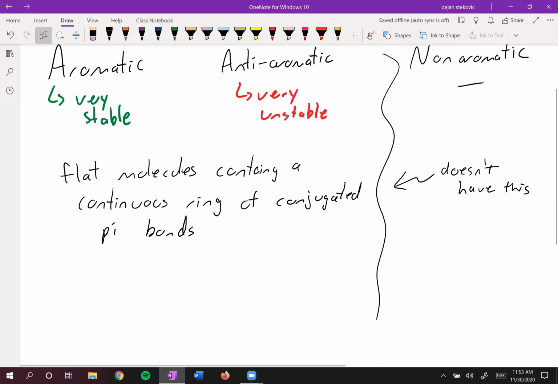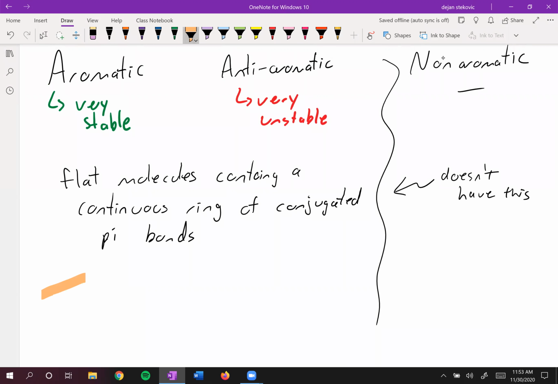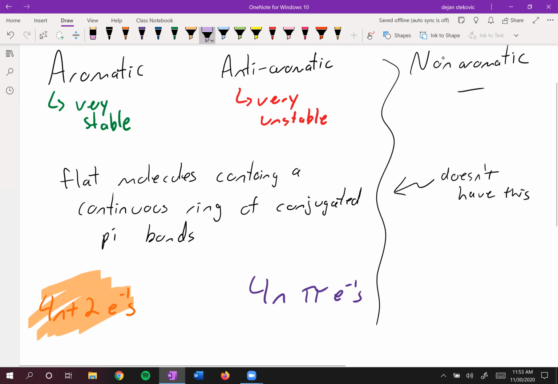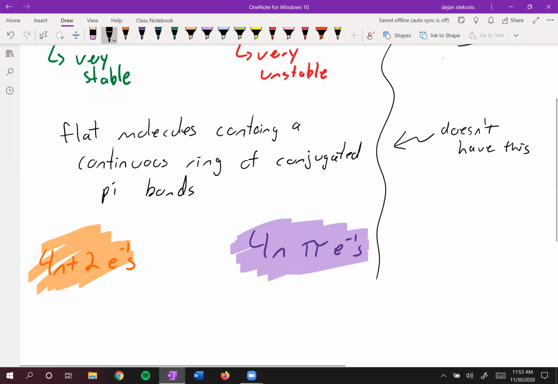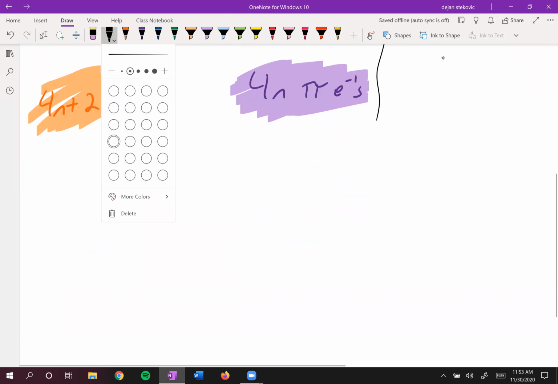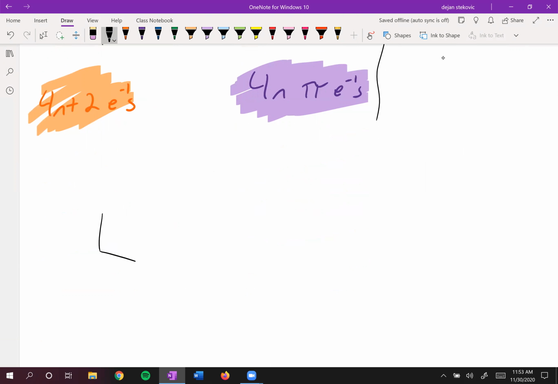The difference between aromatic and anti-aromatic is the number of electrons. So for example, the aromatic compounds will always have 4n plus 2 pi electrons, whereas the anti-aromatic will have 4n pi electrons. So this difference of 2 electrons determines whether it's highly stable or highly not stable. And so let's go ahead and take a look at our benzene ring first.